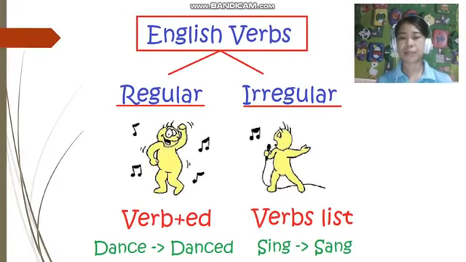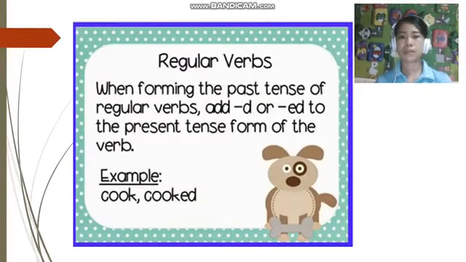Okay, let's move on to the verb. There are two kinds of verb that we use in past simple tense. One is called regular verb and the other is called irregular verb. So this is the form of regular verb.